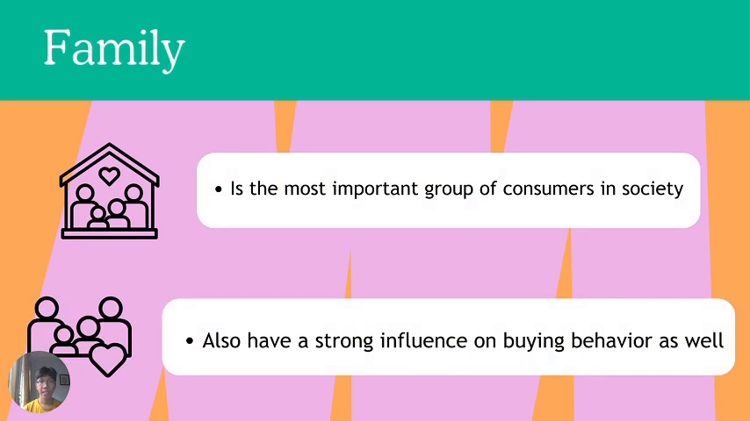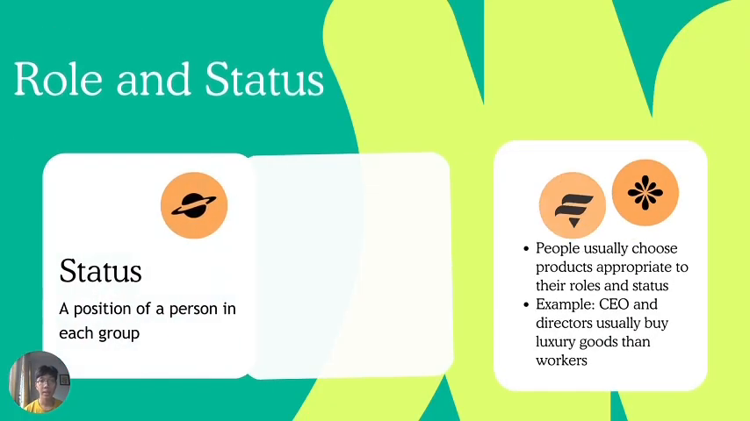Another one is family, which is the most important group of consumers in our society. It also has a very strong influence on buying behavior. The last one is role and status.